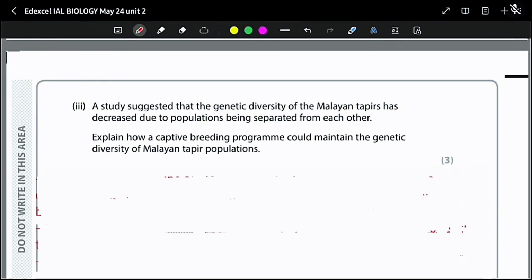Tapirs from different populations or with different alleles should be bred together so that their genetic variation is maintained for future generations. Then we carefully select the breeding pairs. The program prevents the loss of alleles from the gene pool, and this helps maintain a healthy and genetically diverse population. So that is the answer.